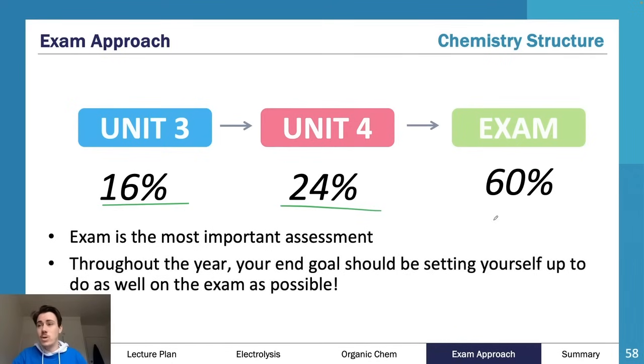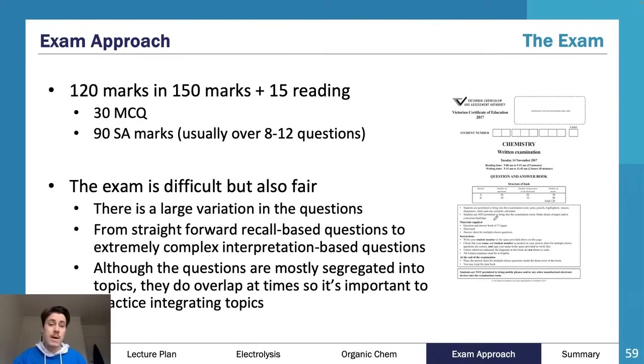Throughout the year, your end goal should be setting yourself up to do as well in the exam as possible. That's the most important thing. The exam is made up of 120 marks in 150 minutes. I don't know why I've written that. Apologies, everyone. 120 marks in 150 minutes, plus 15 minutes reading.